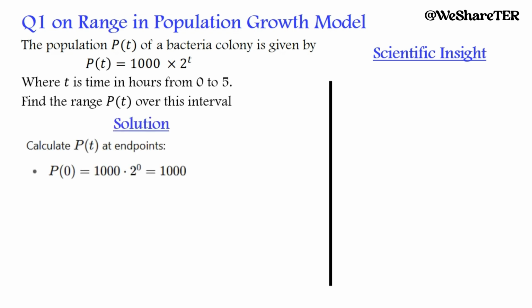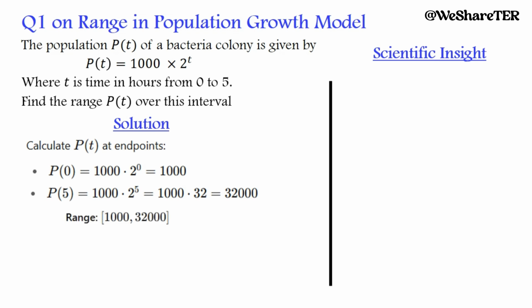P(0) = 1,000 × 2^0 = 1,000. P(5) = 1,000 × 2^5 = 1,000 × 32 = 32,000. Range: [1,000, 32,000]. Scientific insight.